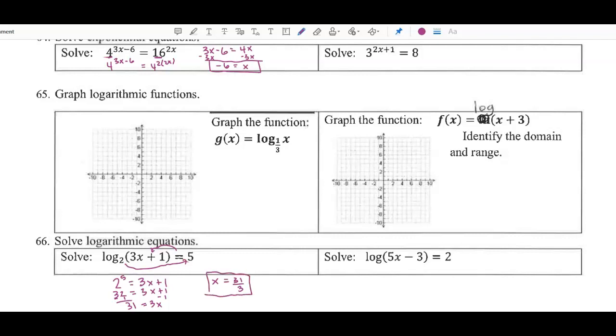Okay. And then remember, if it doesn't show what the base is there, that's base 10. So here we do 10 to the 2nd power equals that 5x minus 3.